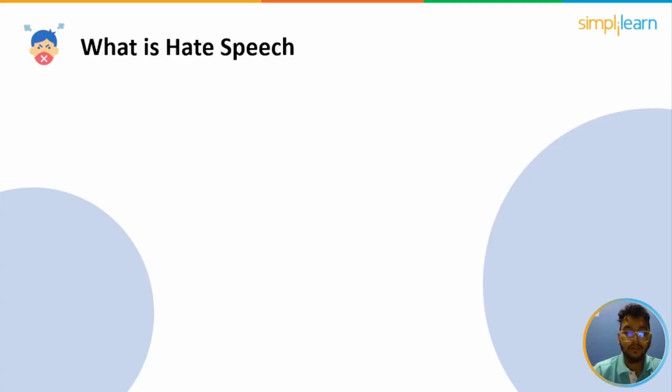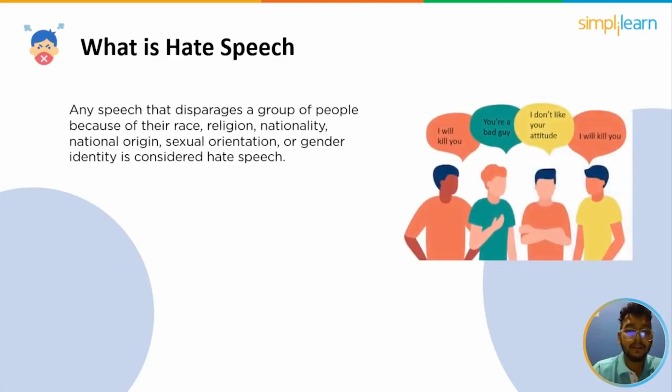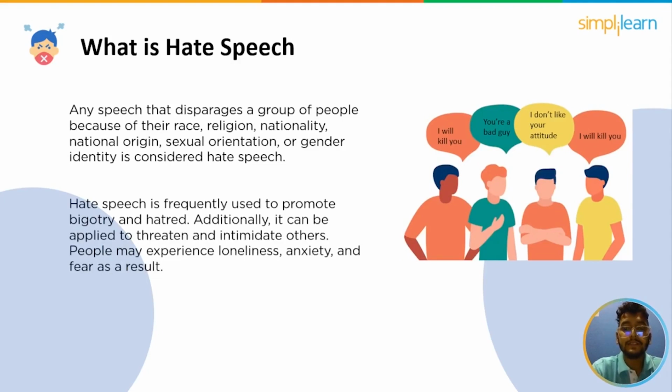So, what is hate speech? Any speech that disparages a group of people because of their race, religion, nationality, national origin, sexual orientation, or gender identity is considered hate speech. Hate speech is frequently used to promote bigotry and hatred. Additionally, it can be applied to threaten and intimidate others. People may experience loneliness, anxiety, and fear as a result. Hate crimes may also result from it. Additionally, hate speech can harm relations between various racial and ethnic groups. It is crucial to identify hate speech, since doing so can assist in stopping these negative impacts.